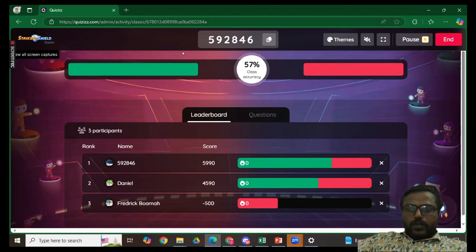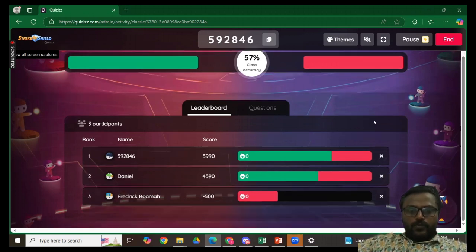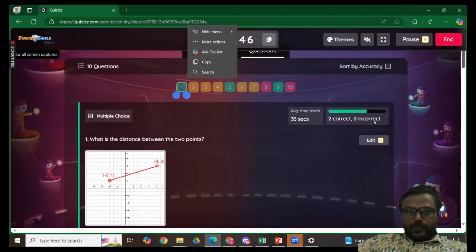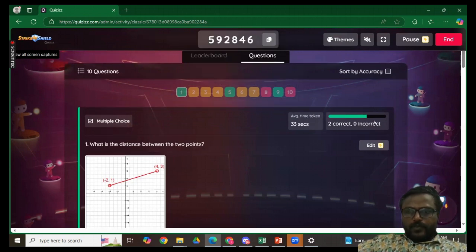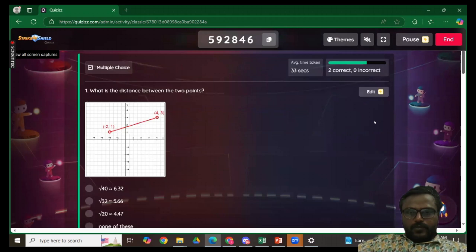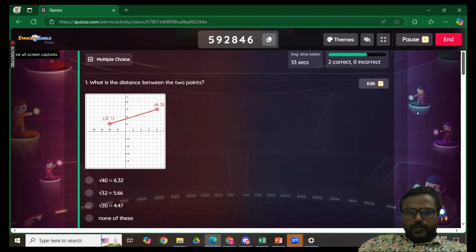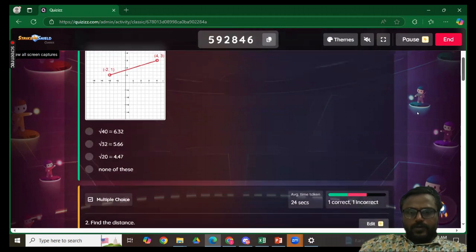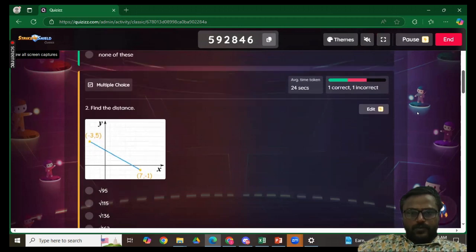Okay, so let us try to solve where some of the students got the questions wrong. So the first thing which they got wrong was this. Okay, two questions. Two guys got it correct, zero got it incorrect. Okay, find the distance. This is where someone went wrong.